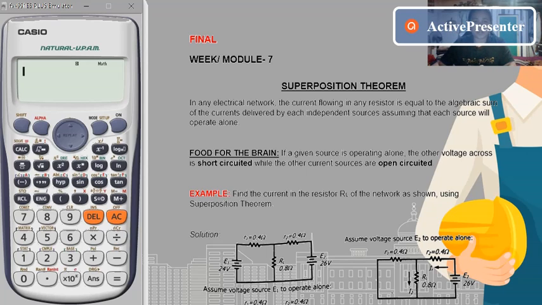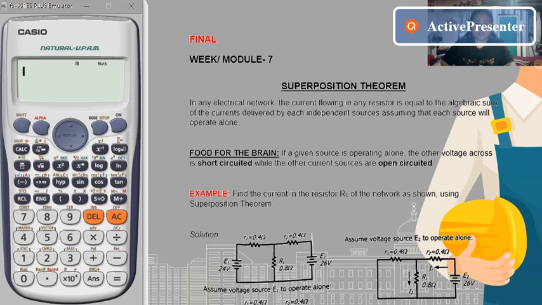So for our final for week module number 7, our topic is all about the superposition theorem. In any electrical network, the current flowing in any resistor is equal to the algebraic sum of the currents delivered by each independent source, assuming that each source will operate alone.